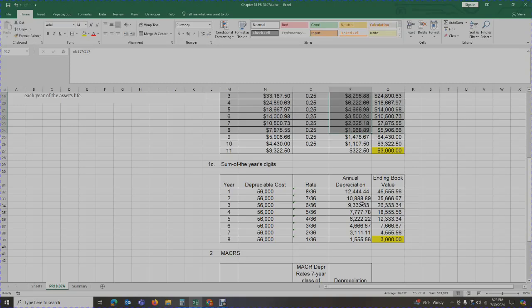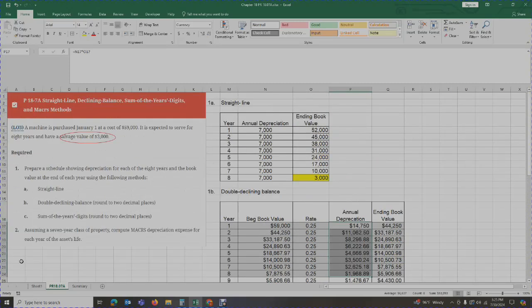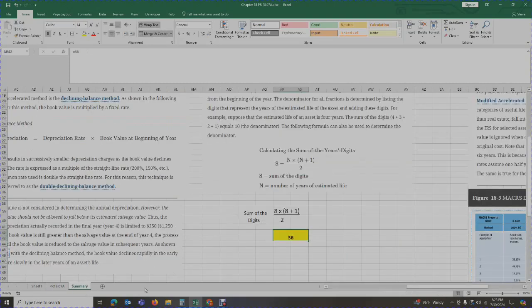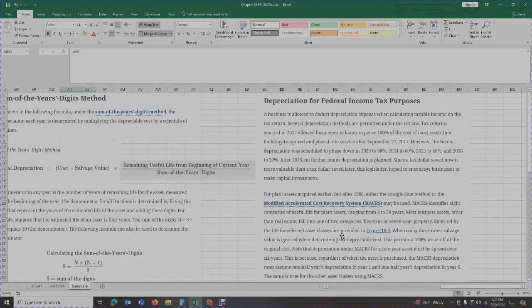And that is where companies decide what method suits them best for whatever reasons, whether it be for tax purposes or whatever reasons that they decide. Now, the second requirement is assuming a 7-year class of property, compute MACRS depreciation expense for each year of the asset's life. Okay? So there is a section in your book that deals with MACRS.